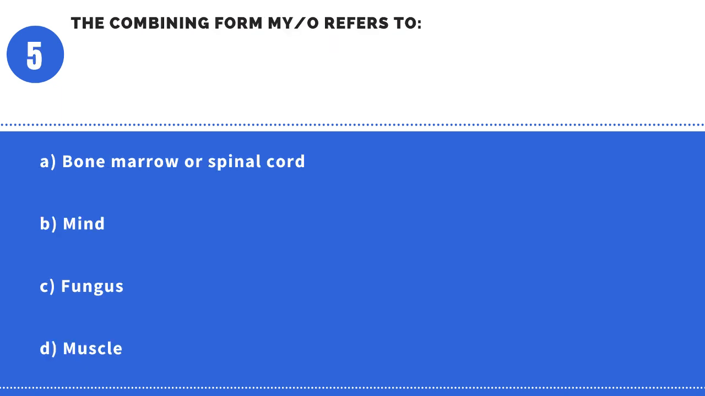Question 5. The combining form my/o refers to A. Bone marrow or spinal cord. B. Mind. C. Fungus. D. Muscle.